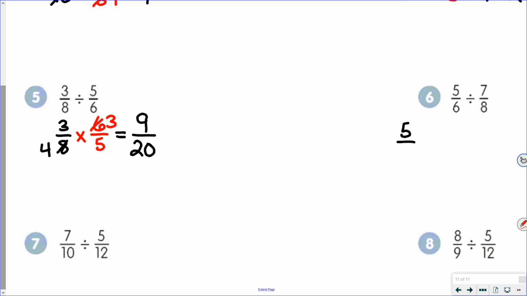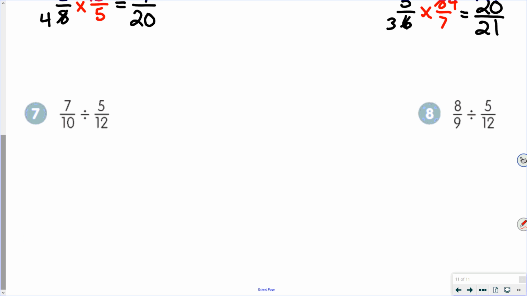Keep, times, turn. 6 becomes 3. 8 becomes 4 because we divide both of those by 2. And you get 20 21sts.